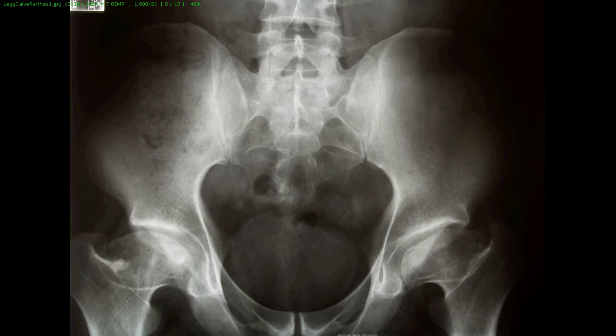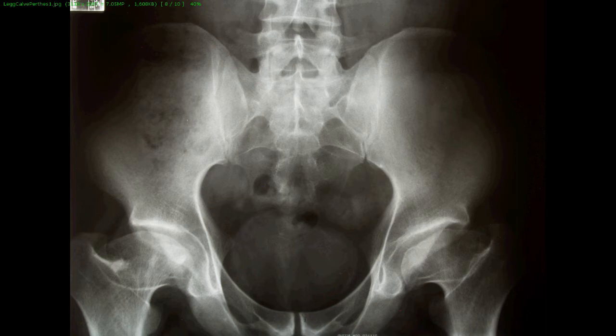Our case this week is that of a relatively young male with bilateral hip pain and some stiffness. We're presented here with an AP view of the pelvis depicting from the inferior aspect of L4 through the mid portion of the pubic symphysis and out to both iliac wings. Film is well exposed and there are no technical problems that can be identified.